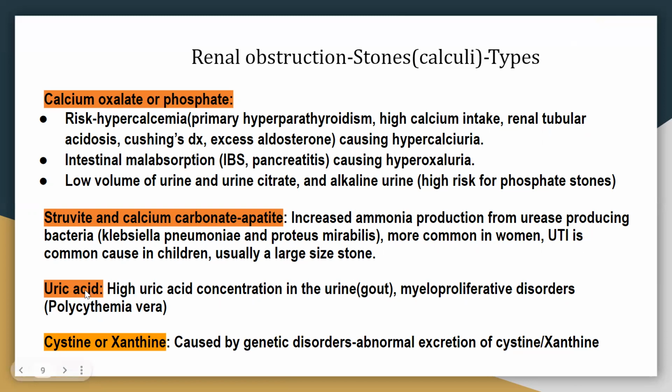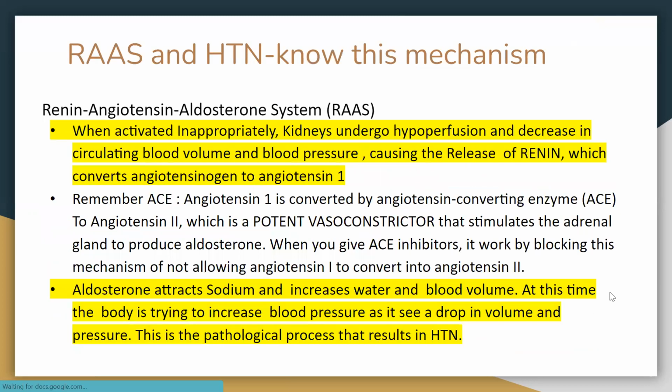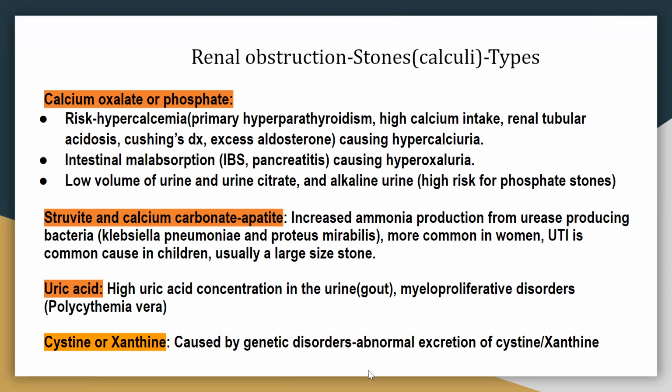Uric acid, know that uric acid is related to uric acid concentration in the urine, especially in patients with gout and also myelodysplastic syndrome or myeloproliferative syndrome. Cystine and xanthine stones are very rarely seen, but you will see these under genetic disorders with abnormal excretion of cystine. So study this slide.